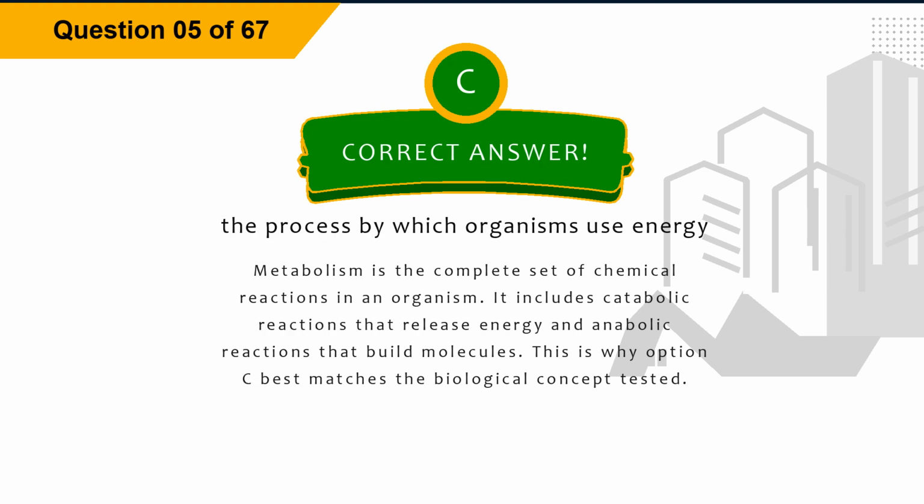The correct answer is option C, the process by which organisms use energy. Explanation. Metabolism is the complete set of chemical reactions in an organism. It includes catabolic reactions that release energy and anabolic reactions that build molecules. This is why option C best matches the biological concept tested.